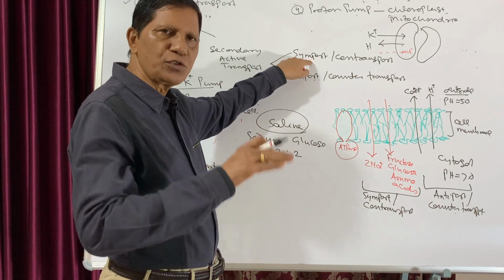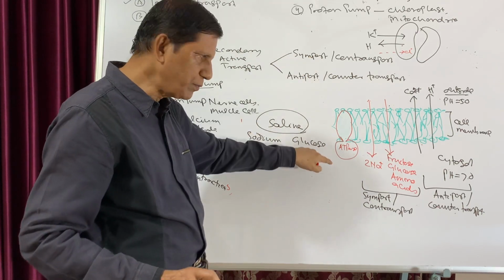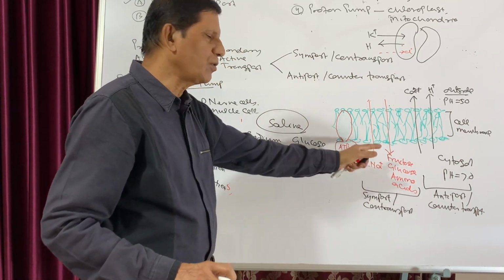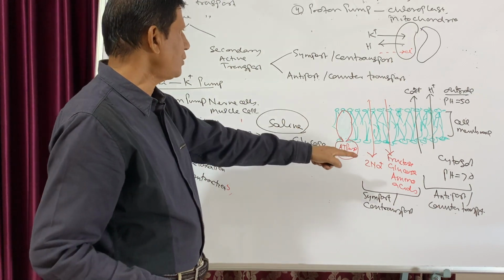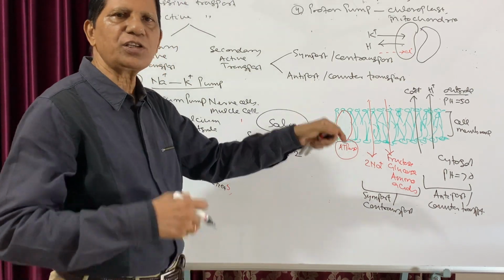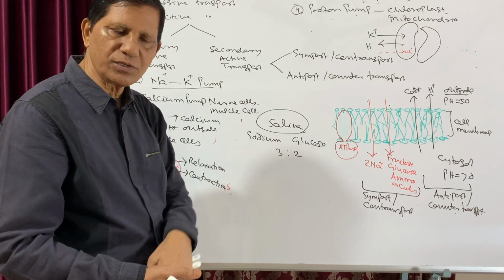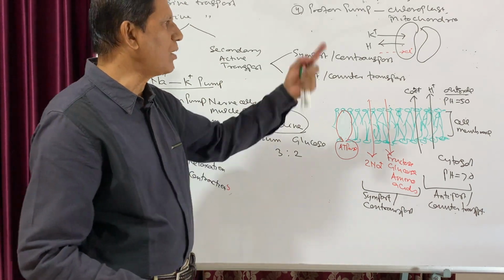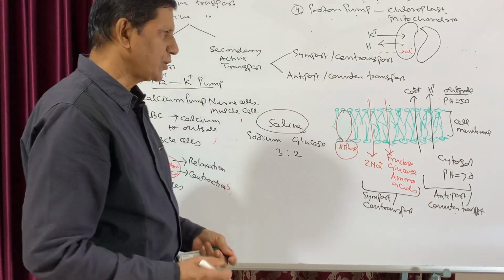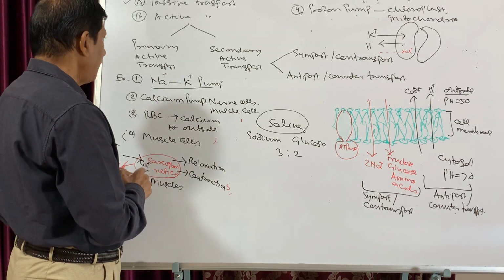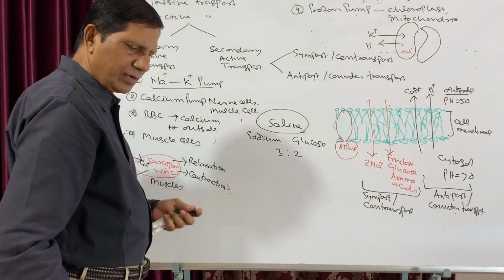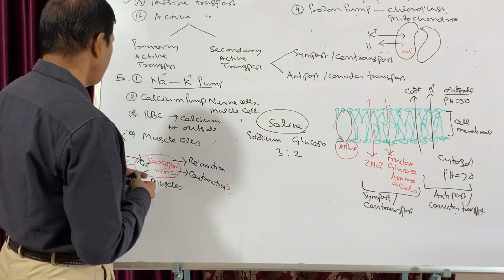Symport means substances which move along with sodium, for example glucose, amino acids, and fructose. And antiport means just the reverse direction. When sodium goes inside the cell, others go outside, like calcium and hydrogen. So this is about primary and secondary transport. Then the next is bulk transport.